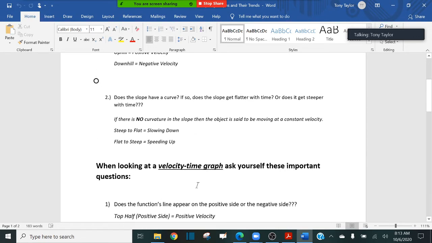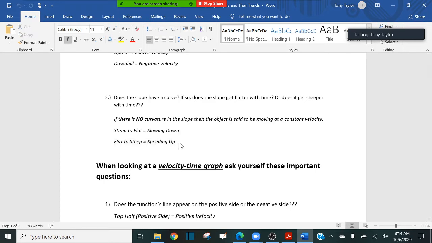The second thing you want to ask yourself: does the slope have a curve? And if so, does the slope get flatter with time or does it get steeper with time? As a general rule, whenever you're looking at a position versus time graph, if the slope gets flatter with time, that means the object is slowing down. If the slope gets steeper with time, that means the object is speeding up. Another way of saying that: if you're going from steep to flat, that always indicates an object that is slowing down. If you're moving from flat to steep, then that always indicates an object that is speeding up.